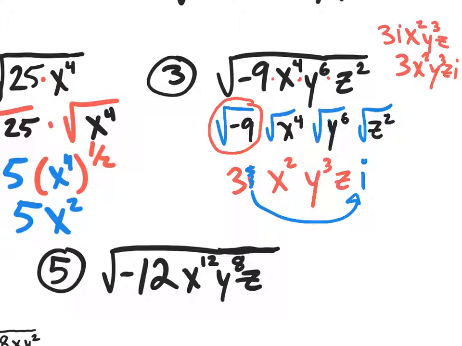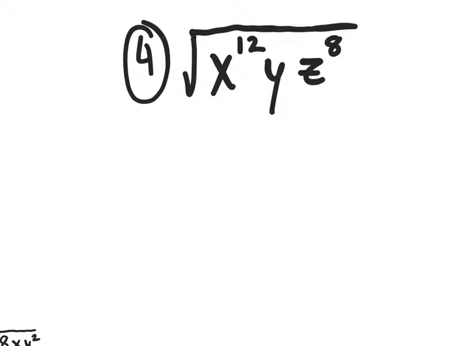So your final answer is 3x squared y to the 3rd z i. Let's try another. x to the 6, y to the y has nothing, z to the 8. No, z to the 4. Let me show my work and we'll get it.